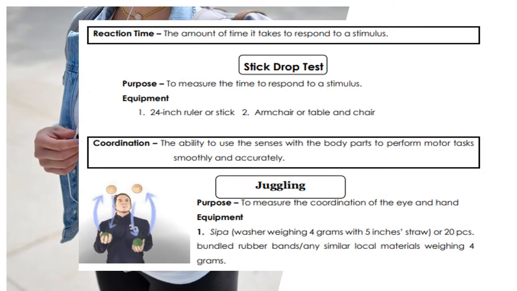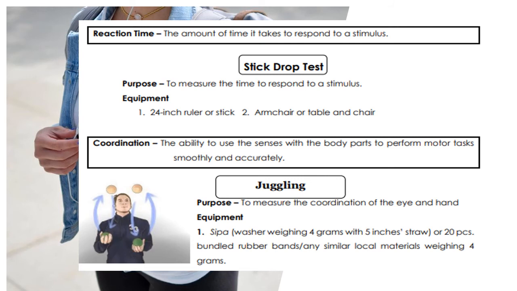Reaction time is the amount of time it takes to respond to a stimulus. Stick drop test. The purpose is to measure the time to respond to a stimulus. Equipment: 24-inch ruler stick, 2 armchairs with table and chair.